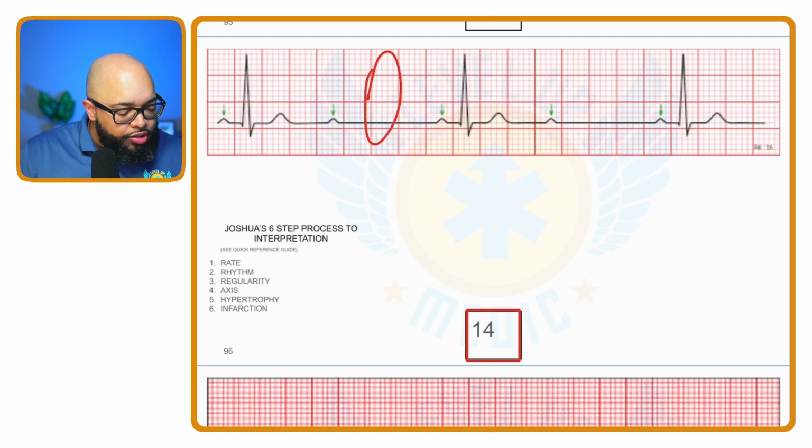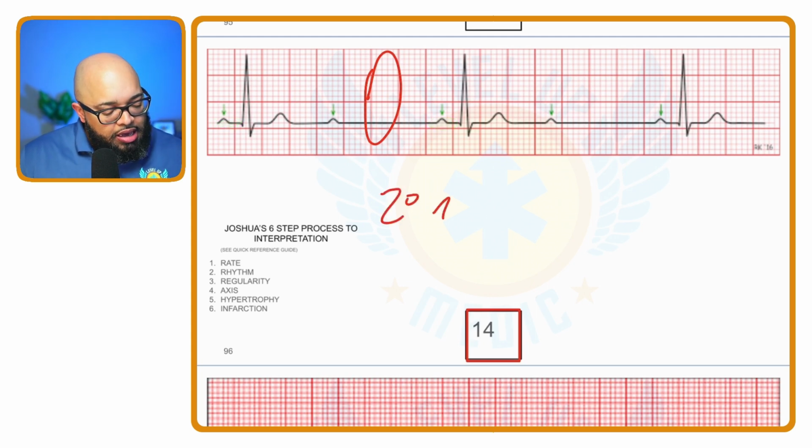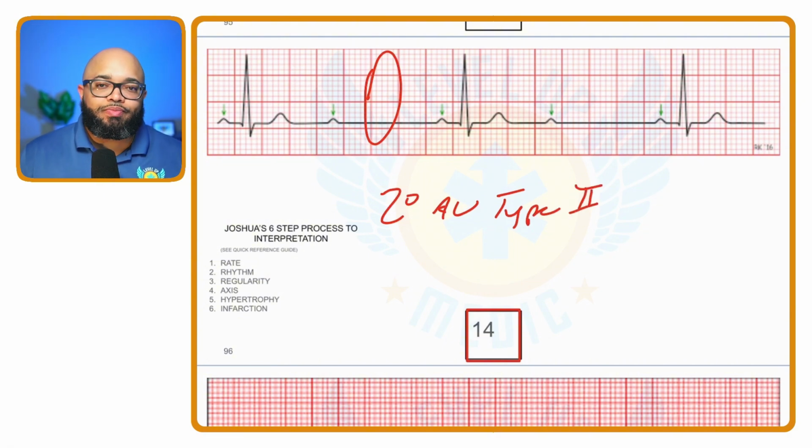I said we're going to go to where the dropped beat is, and then we're going to go to the PR interval of the beat before and the PR interval of the beat afterwards. And we're going to compare the PR interval. Are these PR intervals getting longer? Like, for instance, is this one longer than this one? Or are they the same? In this case, we see that the PR interval is the same. So this is going to be a second degree AV block type 2 or Mobitz 2.